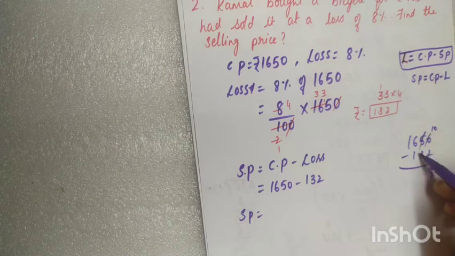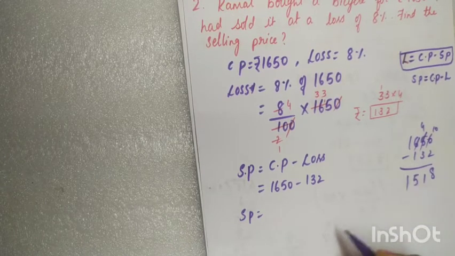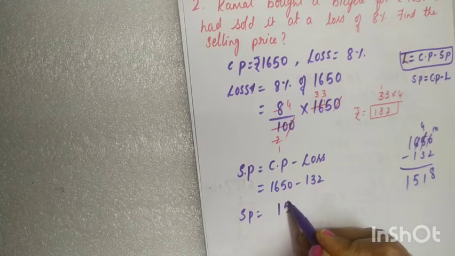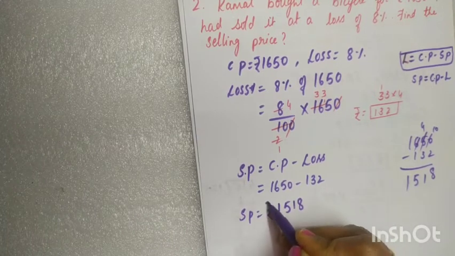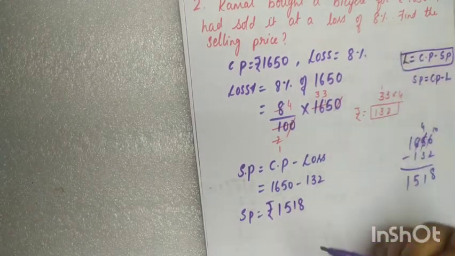So here it is 4. 4 minus 3 is 1, and here 6 minus 1 is 5, and this is 1. So 1,518. For selling this amount, this Kamal has got 8% as loss.